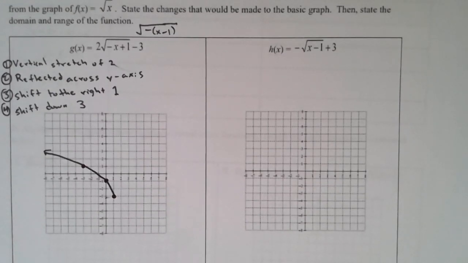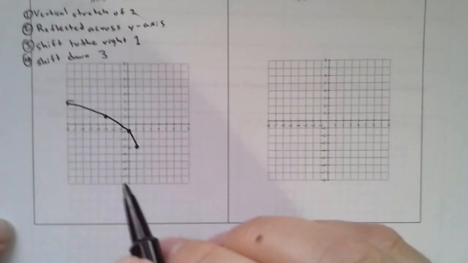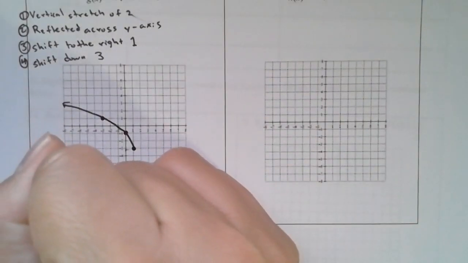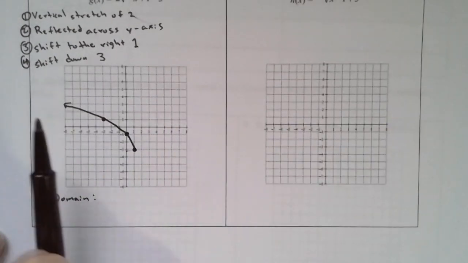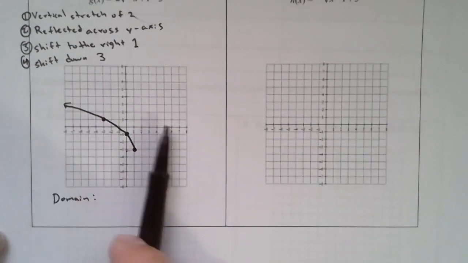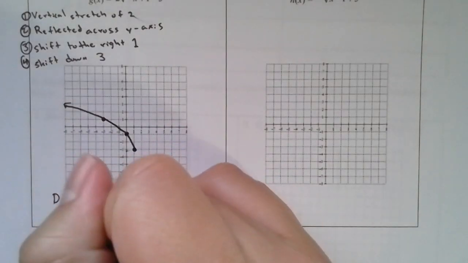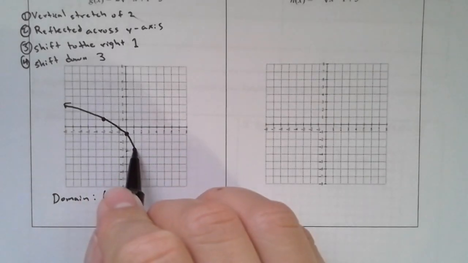For h of x, actually no, wait, we're not done. It says state the domain and range. So what x values are being covered here? What are the possible x values for this function? Reading from left to right, we got all these here, negative infinity, comma, and they go up to 1. 1 is included.